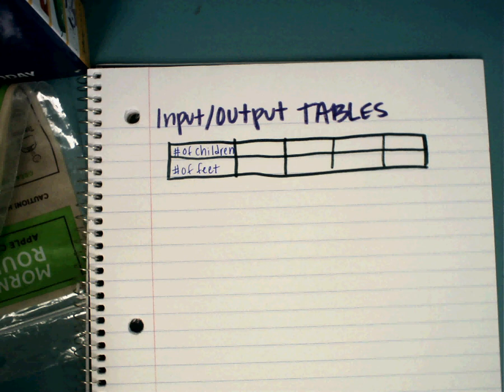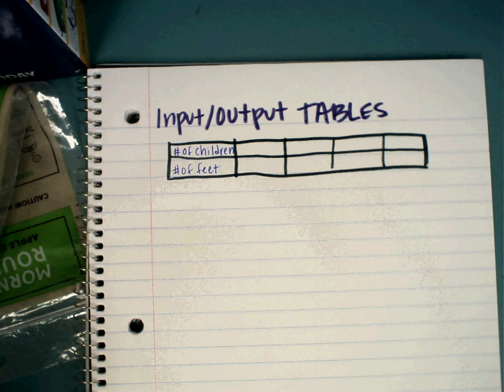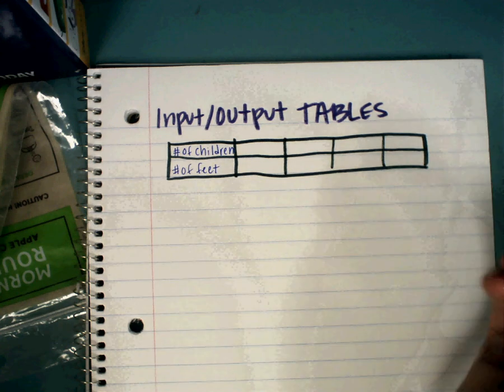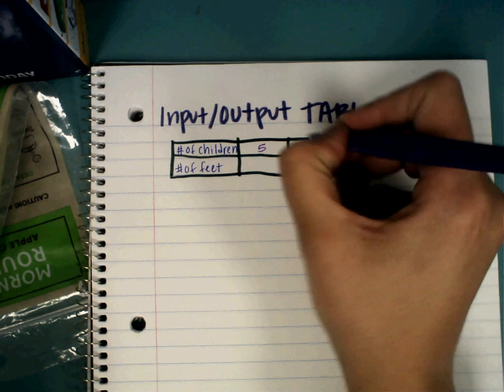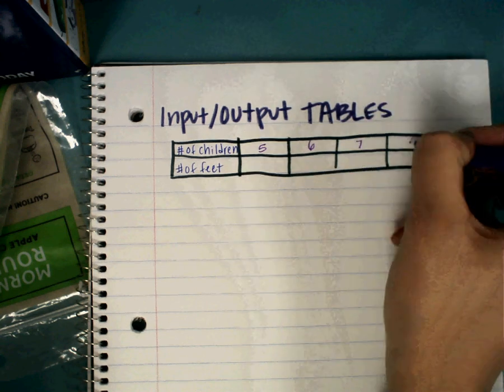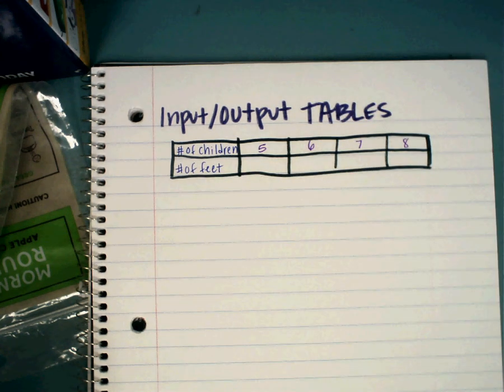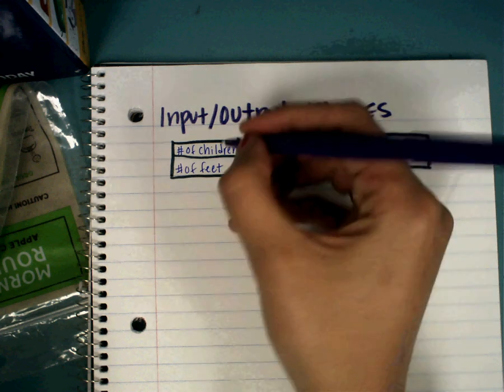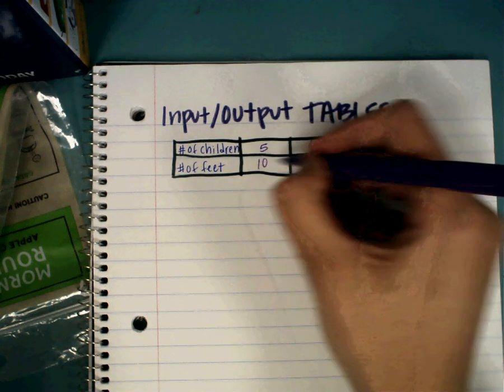All right, so let's say that the number of children that we're looking at is 5, 6, 7, 8. And then the number of feet becomes 10, 12, 14, 16. All right?